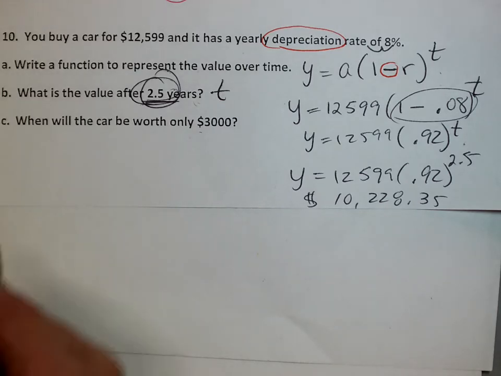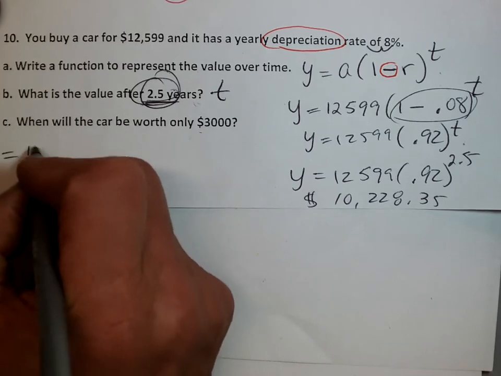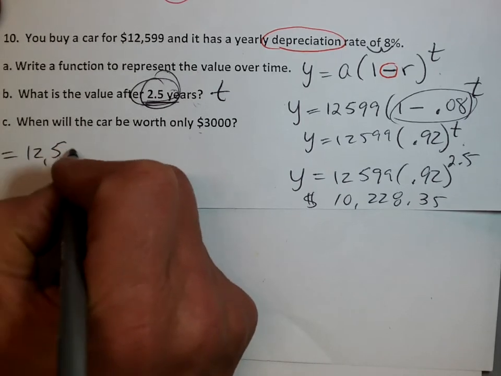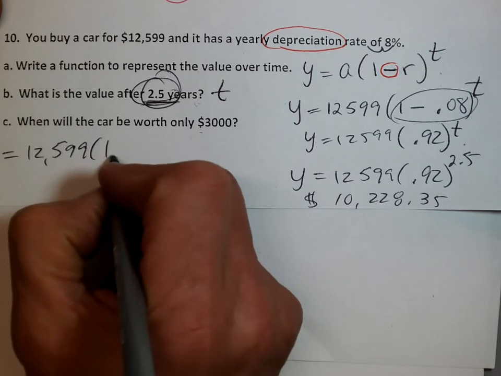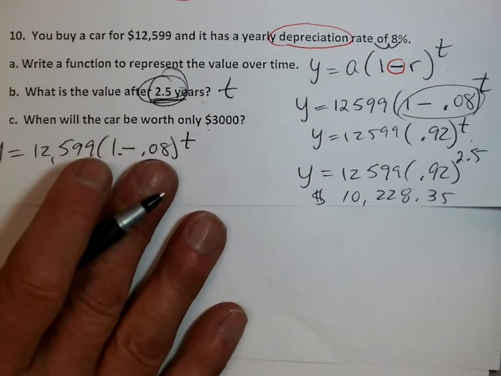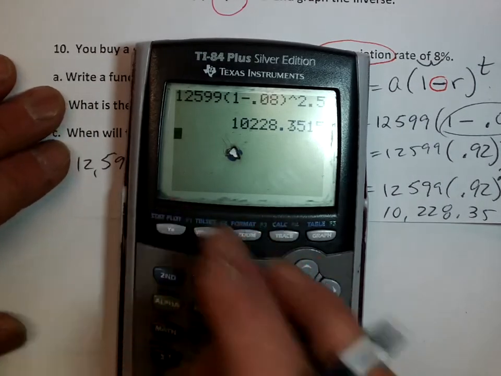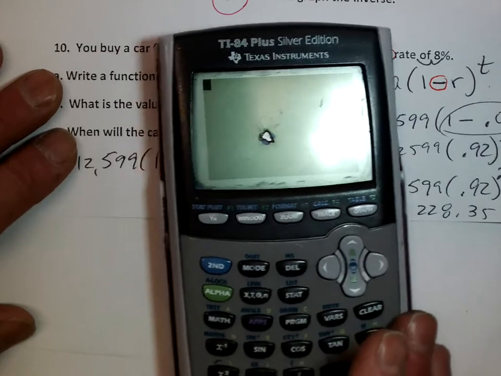Okay. So one way is guess and check. So here's my equation. I've got y equals 12,599 times 1 minus 0.08 to the t. Now I'm going to show you another way. So you could guess and check, guess and check. And if we have graphing calculators, I'm going to show you a trick. It's the last little trick I'm going to do.